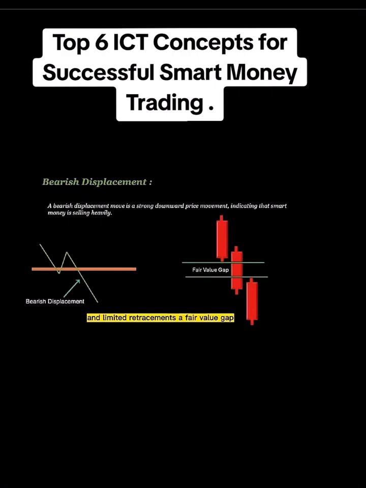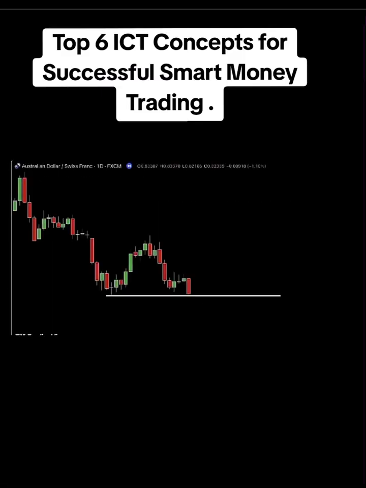A fair value gap, or FVG, between the candlesticks confirms the displacement. This gap shows that the market has dropped quickly due to large institutional selling. This type of move shows that institutions are driving the market down. Now let's dive into some real chart examples to help you understand how to identify bullish and bearish displacement in action. First, we'll look at a bullish displacement example, which occurs after a sell-side liquidity sweep.